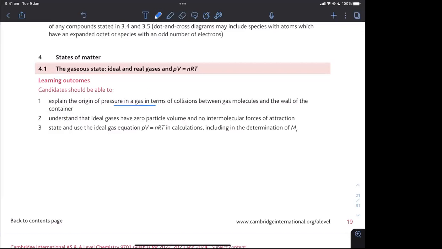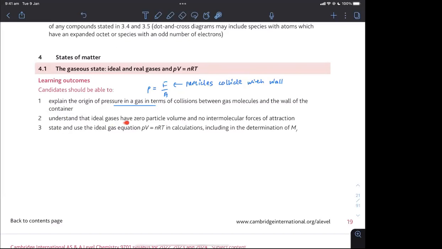Obviously we know pressure is equal to force over area from your physics. So these are the particles. The particles will collide on the wall. When they hit the wall of the container, which you hold the gaseous particles in, as they collide with the wall, they exert a force over that area, and therefore there is the origin of pressure there.